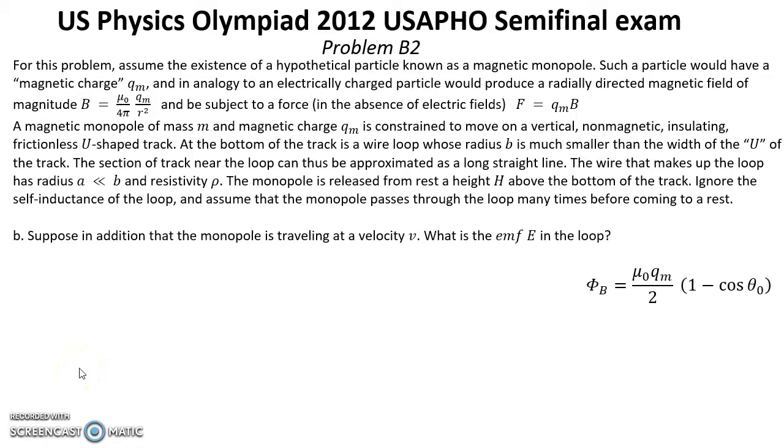Question B. Suppose in addition that the monopole is traveling at a velocity v, what is the EMF E in the loop?